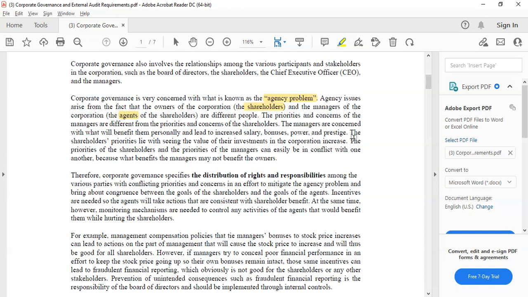So the managers' concern is more on the benefits that they will receive as employees, while the priority or focus of the shareholders as owners is particularly the increase of the value of their investments. So the priorities of the shareholders and the priorities of the managers can easily be in conflict with one another, because what benefits the managers may not benefit the owners, right?